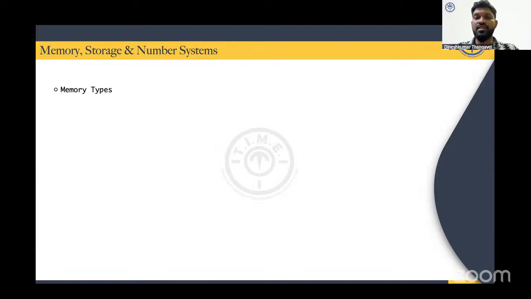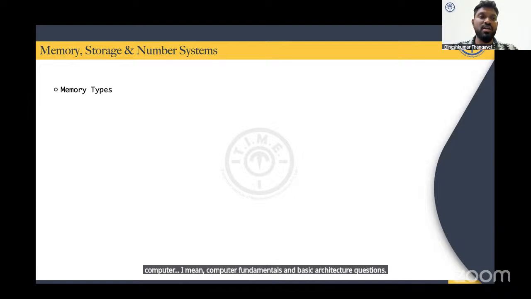So far we have seen the fundamentals of computers and basic architecture questions. Now we will see memory, storage, and number system related questions. Before I move on to the questions in memory, we will see the general terms or subtopics.